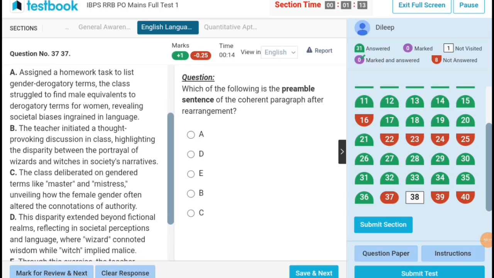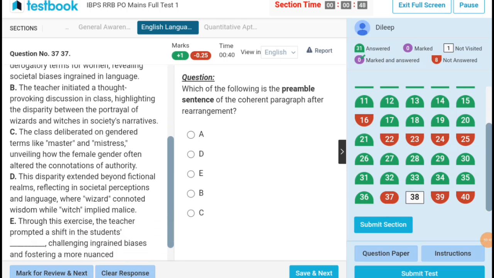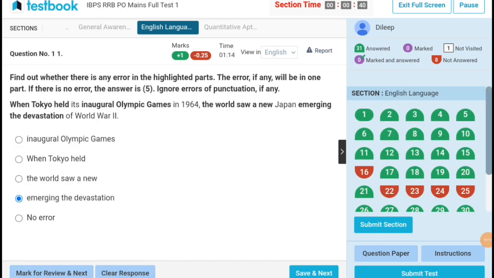The class deliberated on gender terms like master and mistress, unveiling how the female gender often altered the connotations of authority. When Tokyo held its inaugural Olympic Games, the world saw Japan emerging from the devastation.